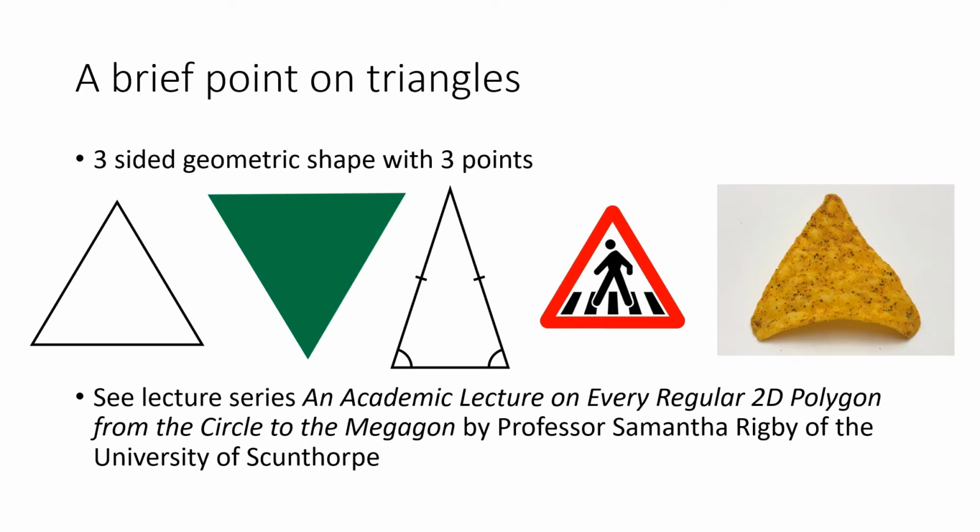I just would like to take a brief recess from the discussion of the number 3 to discuss triangles, which are, of course, a 3-sided geometric shape with 3 points. This lecture series is primarily about integers rather than geometry, but it is important that you recognize the triangle as a geometric symbol clearly related to the number 3. For example, here we see many different triangles. You may have seen some yourself, such as this road sign or this cheese-flavored potato snack.